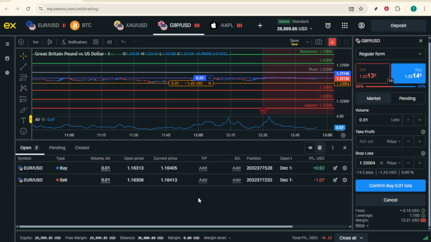If you use extra security like two-factor authentication, complete that as usual, then make sure your connection is stable before moving on. Once the terminal loads, give it a moment to sync prices so you're seeing real-time data.